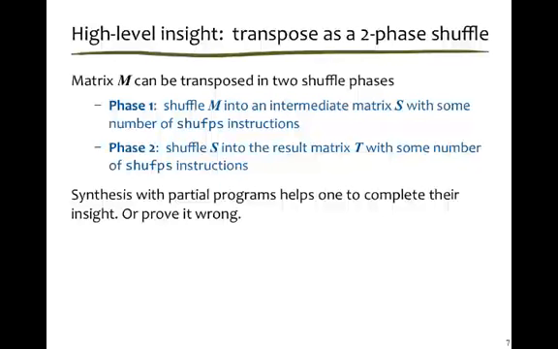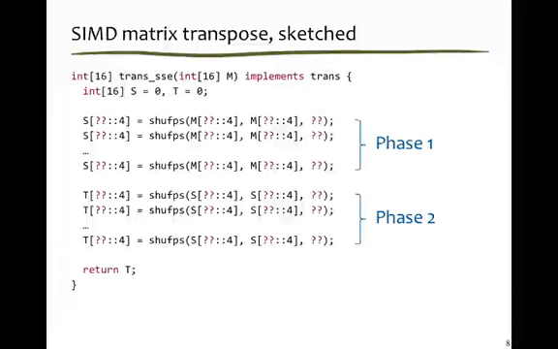In the first phase, we're going to shuffle the matrix M into an intermediate matrix S using some number of shuffle instructions. We may not know how many. And in the second phase, we're going to reshuffle S into the output matrix T, again using some number of these shuffle instructions. So what does that look like?